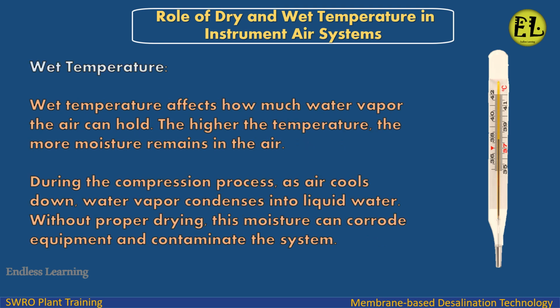Wet temperature: wet temperature affects how much water vapor the air can hold. The higher the temperature, the more moisture remains in the air. During the compression process, as air cools down, water vapor condenses into liquid water. Without proper drying, this moisture can corrode equipment and contaminate the system.